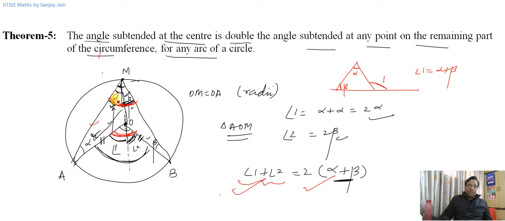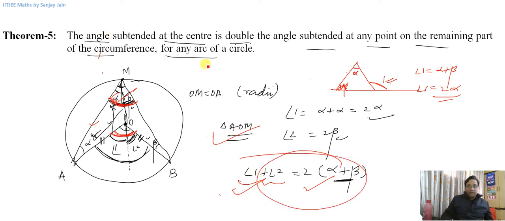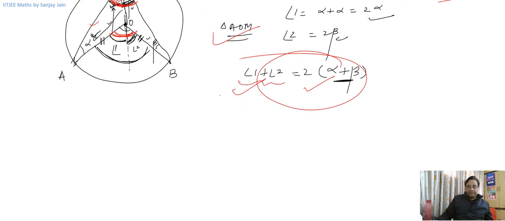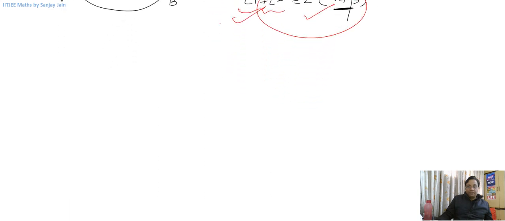But this was a case of an isosceles triangle. So if this is alpha and this is alpha, because of this being an isosceles triangle, then angle 1 will be equal to twice alpha, right? This is what I used here while proving this. So another scenario, let us take one more scenario, or rather 2 more scenarios.